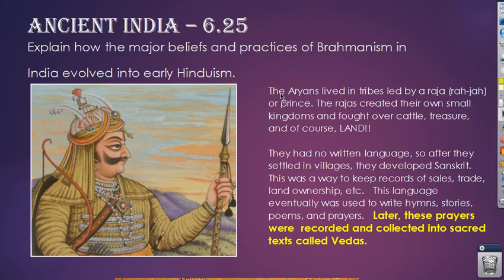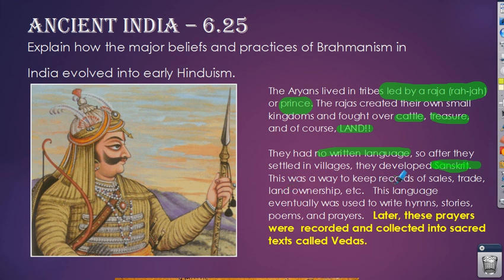Alright. The Aryans lived in tribes led by a Raja. Okay, a Raja is simply a prince. Okay, the Rajas created their own small kingdoms, and they fought over cattle, over treasure, and over, of course, what else? Land. The Rajas had no written language, so at this time Sanskrit wasn't around until after they settled in villages, and then they developed Sanskrit. So they were responsible for developing it, but at first before they were settled, they had no written language, but they were the ones who developed Sanskrit.